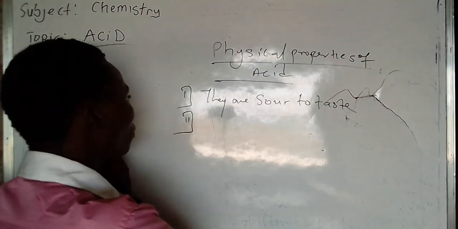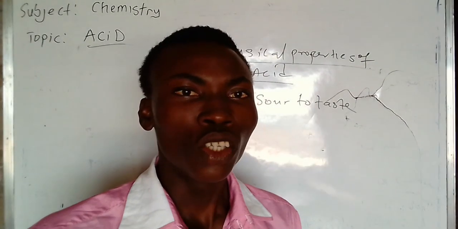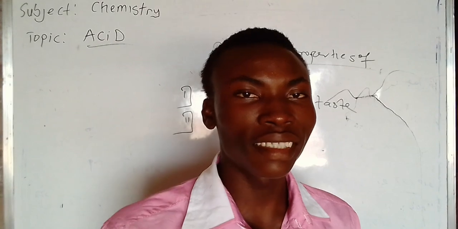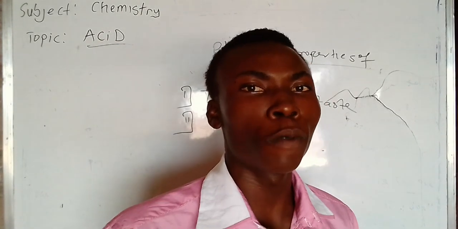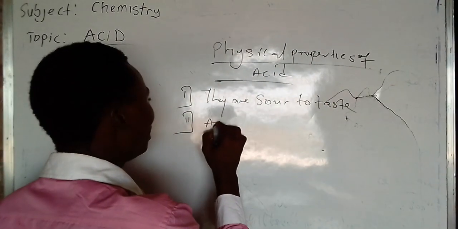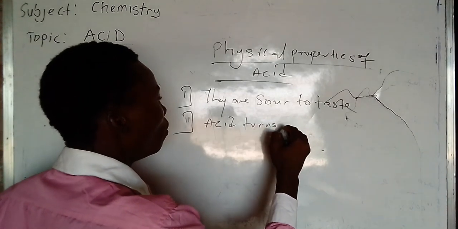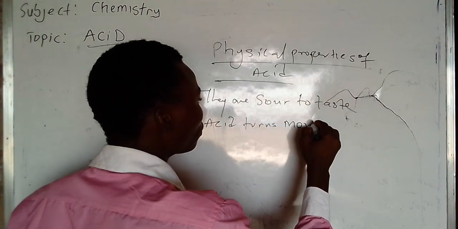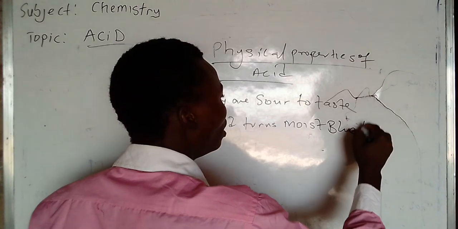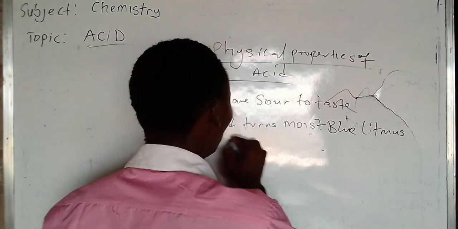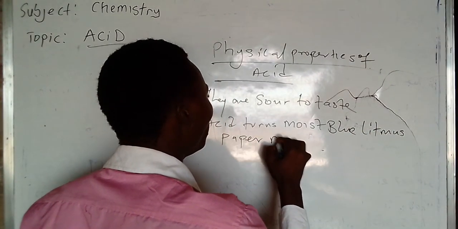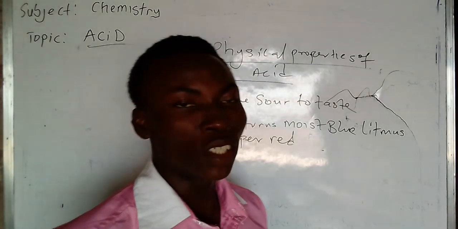So, number two, acid turns moist blue litmus paper red. That is another physical property.